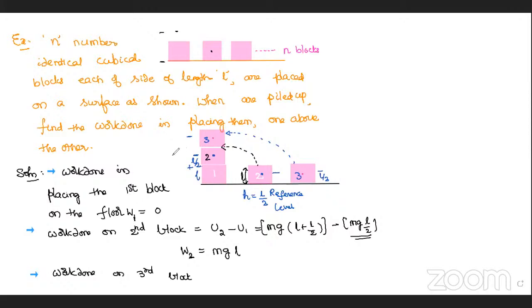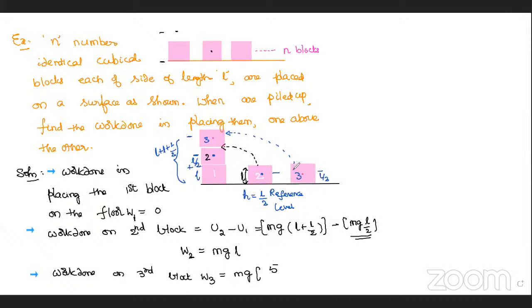This is L plus L plus L by 2. Your answer is correct. I'm going to write here the third one. W3 is equal to, again, final potential energy minus initial potential energy. Final is mgh, h is L plus L plus L by 2.